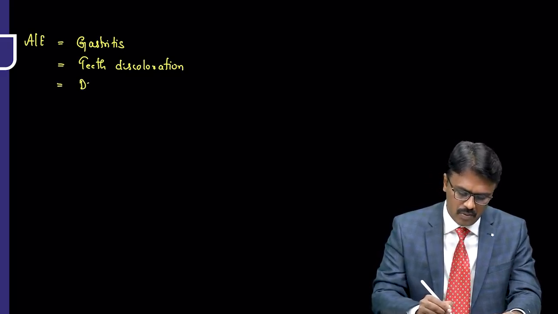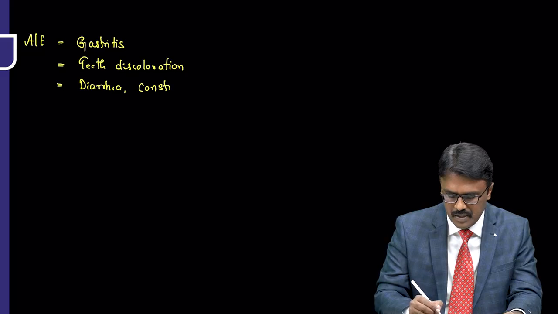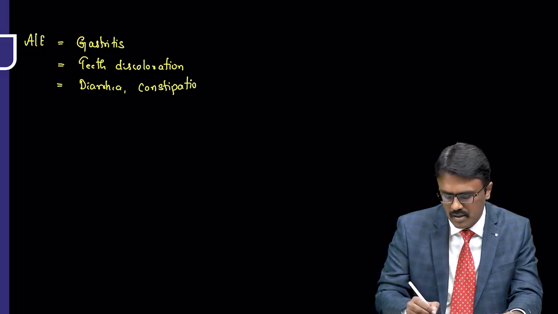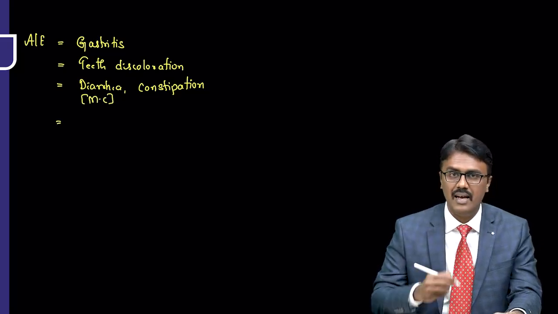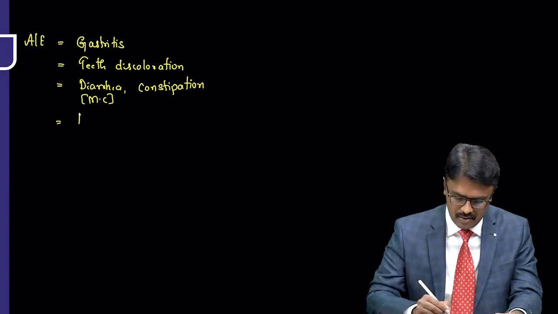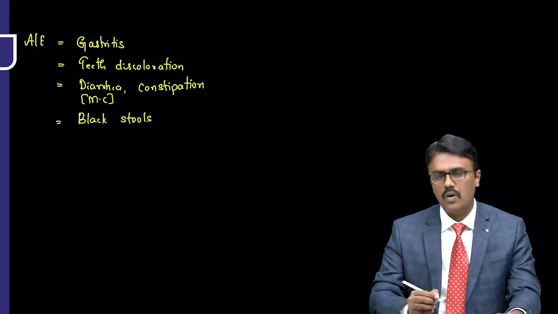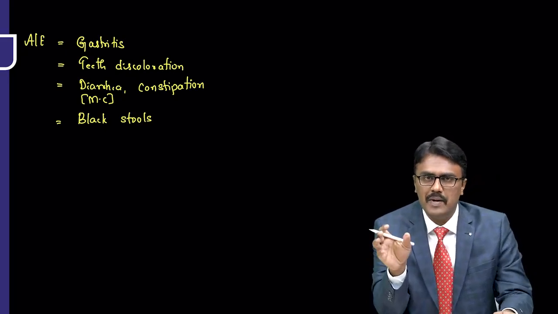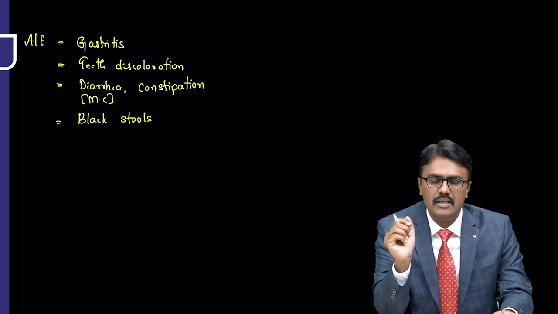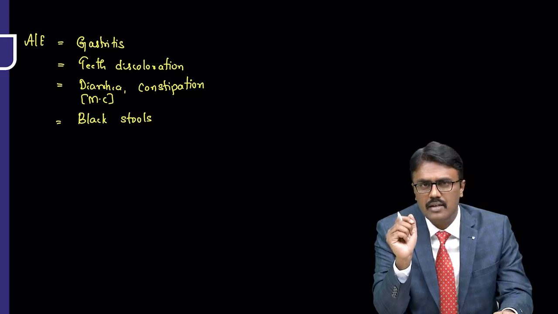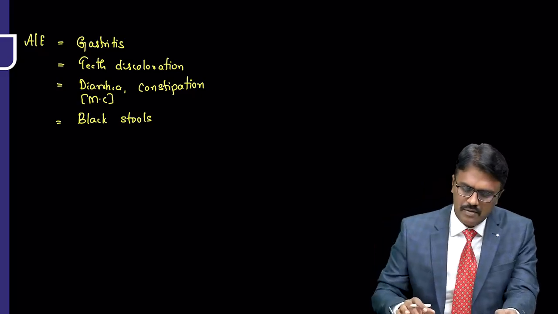The patient will have both diarrhea as well as constipation. They may complain of both, but diarrhea is the most common compared to constipation, and the stool will also change color, becoming black. You should tell the patient beforehand that when you give iron, the stool will become black. Otherwise, the patient will get worried. So the adverse effects are gastritis, teeth discoloration, diarrhea being more common than constipation, and blackening of stools. So this is one way of giving iron.